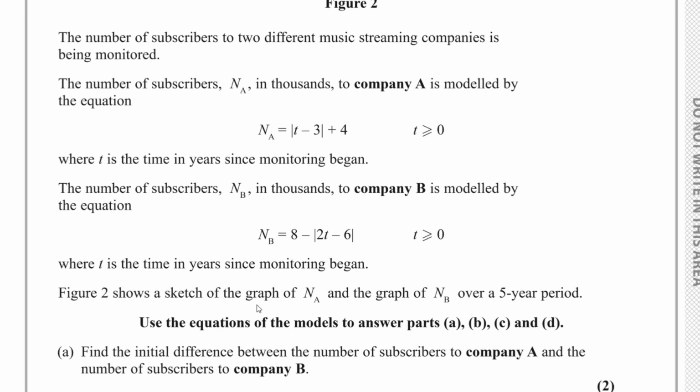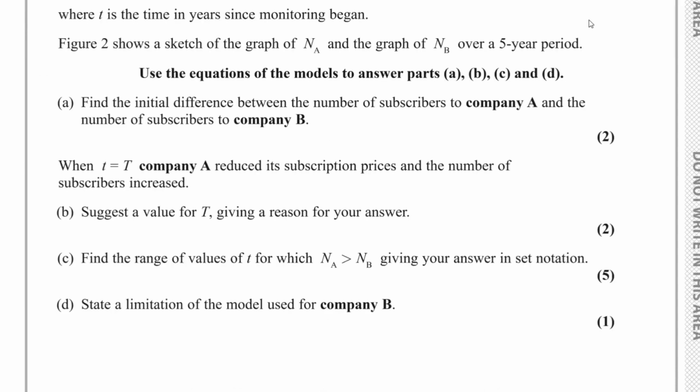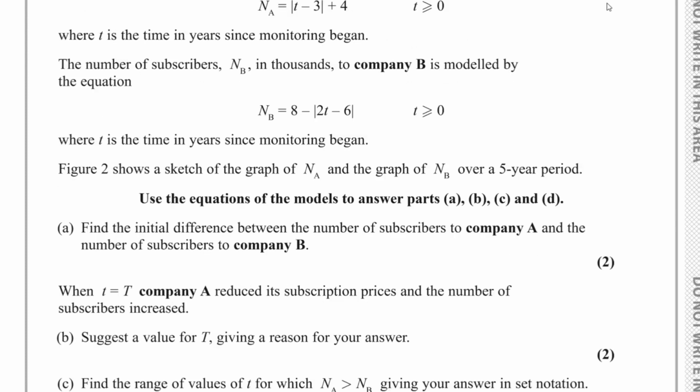Figure 2 shows a sketch of the graph of NA and the graph of NB over a 5-year period. And that's what we see here. We have NA and NB all shown in this graph. We have to use the equations of the models to answer parts A, B, C and D. Part A, find the initial difference between the number of subscribers to company A and the number of subscribers to company B.